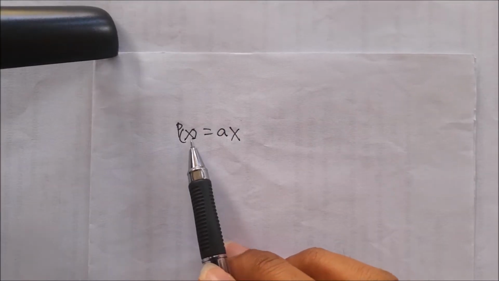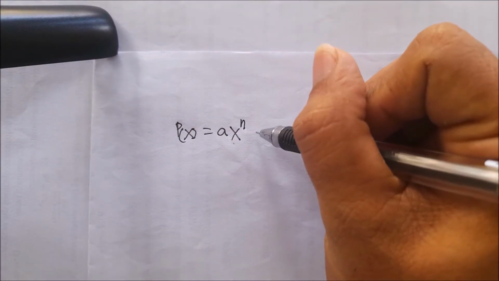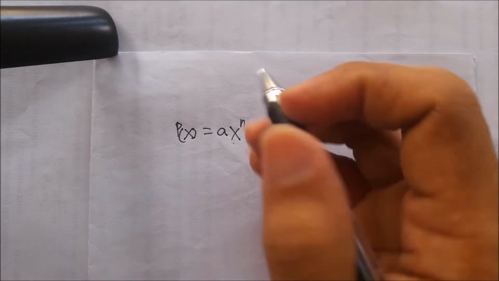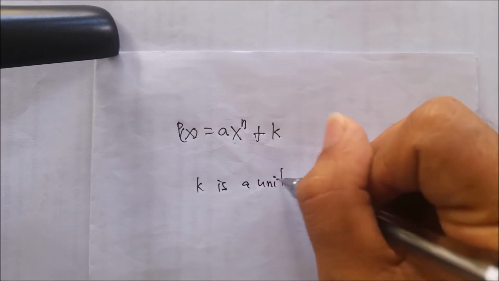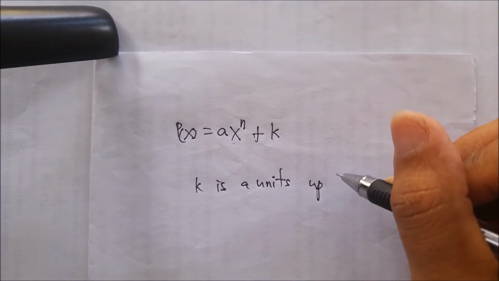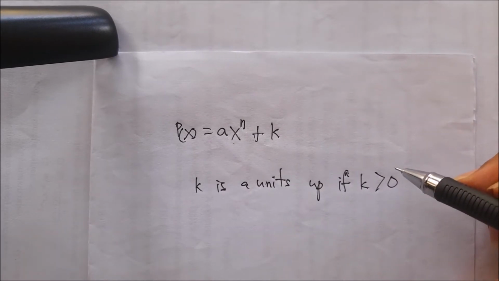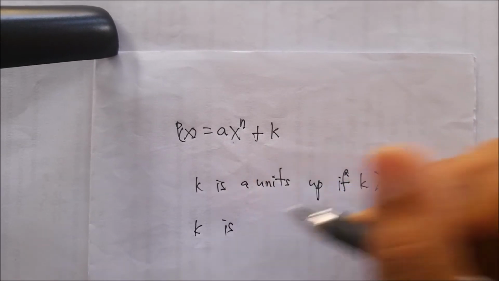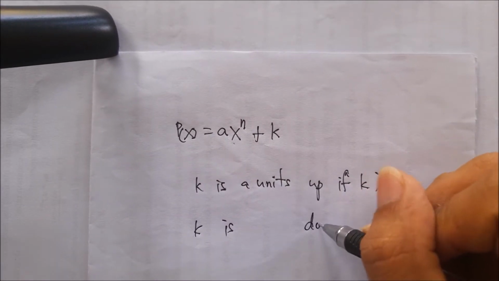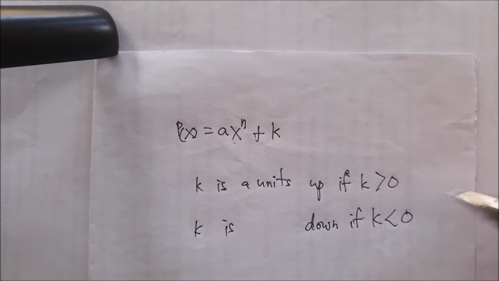p of x equals a x raised to n plus a constant k. The graph shifts k units up if k is greater than 0. How about if k is less than 0? The graph shifts down.